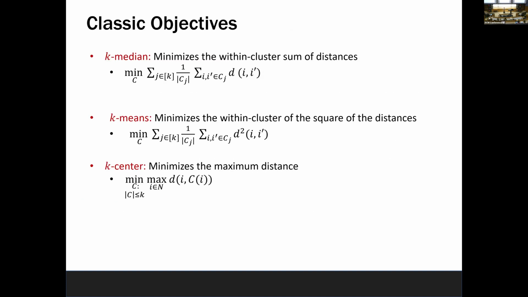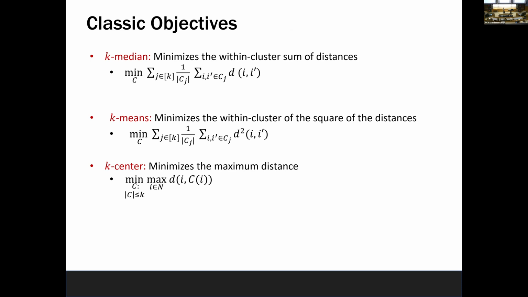Okay, and I want to conclude with a reasonable question that you might have: why do we want the core in non-centroid clustering, and why don't we just consider classic objectives like K-median, K-means, or K-center? K-median essentially tries to minimize the within-cluster sum of distances. K-means tries to minimize the within-cluster sum of the squares of distances, and K-center essentially finds K different centers and then assigns each data point to the closest center. They try to minimize the maximum distance from any individual to their closest cluster center.